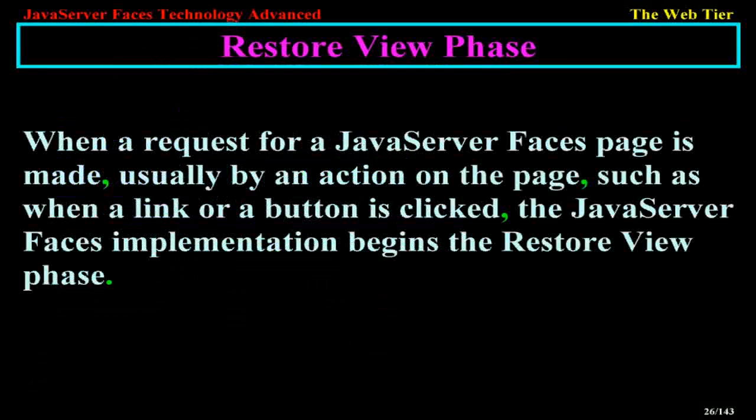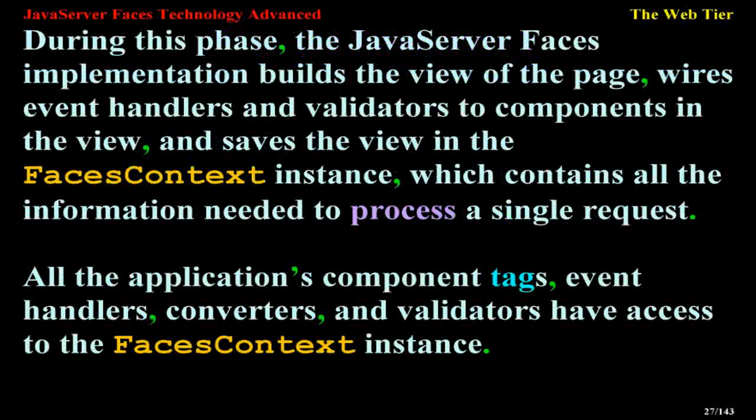Restore view phase. When a request for a JavaServer Faces page is made, usually by an action on the page, such as when a link or a button is clicked, the JavaServer Faces implementation begins the restore view phase. During this phase, the JavaServer Faces implementation builds the view of the page, wires event handlers and validators to components in the view, and saves the view in the FacesContext instance, which contains all the information needed to process a single request. All the application's component tags, event handlers, converters, and validators have access to the FacesContext instance.